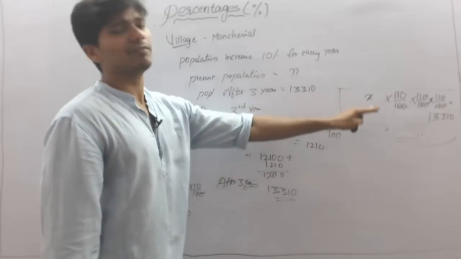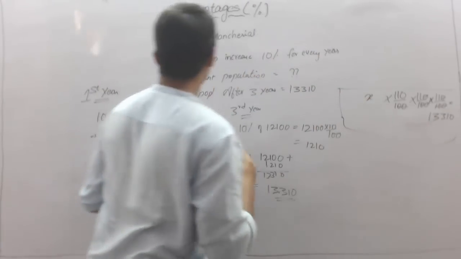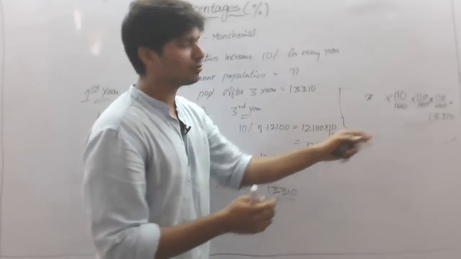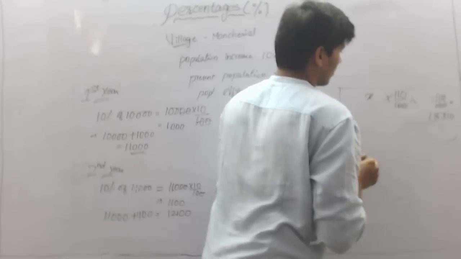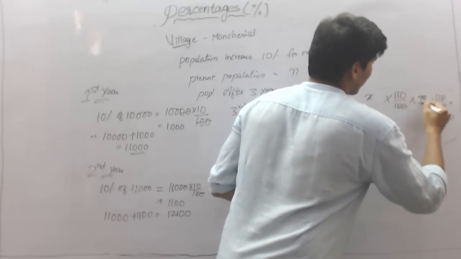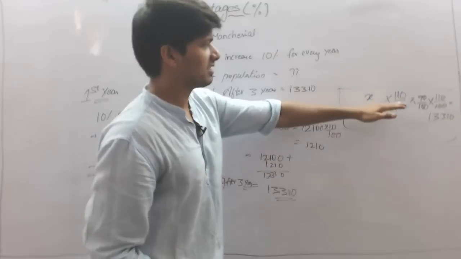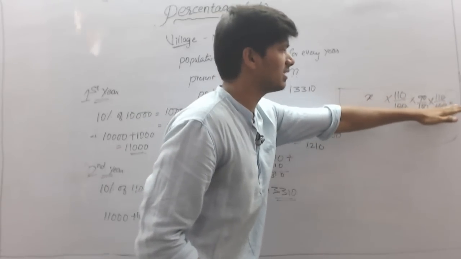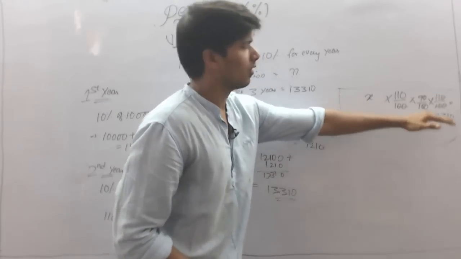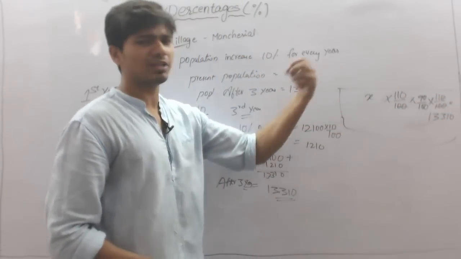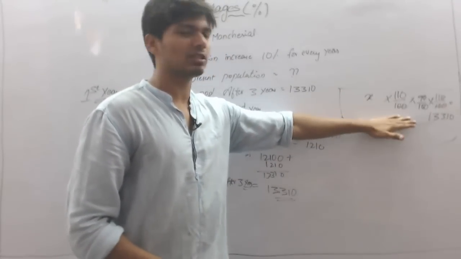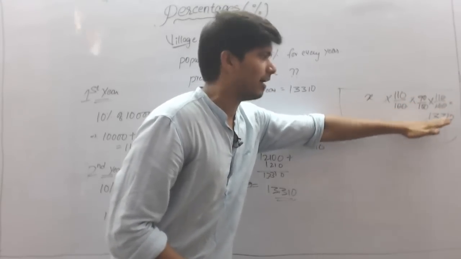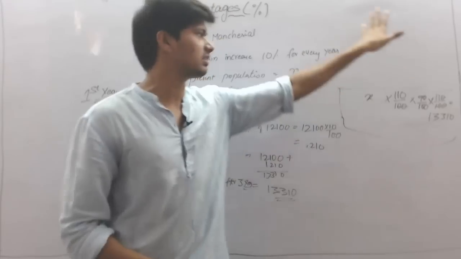Got clarity? Again, if the same question is given, but instead of increasing, the population after the second year is reduced by 10%, now what will you do? If the population is reduced by 10%, then 100 minus 10, that is 90 by 100. First year increased by 10%, second year decreased by 10% means 90 by 100. Again increased by 10% means 110 by 100, into 10,000 gives the final value. This is the way you need to frame your questions yourself. The question may be given in any format. Whatever the format, you can solve it. This is the basic: the present value increased or decreased gives you the value after the years. Got clarity on this concept?